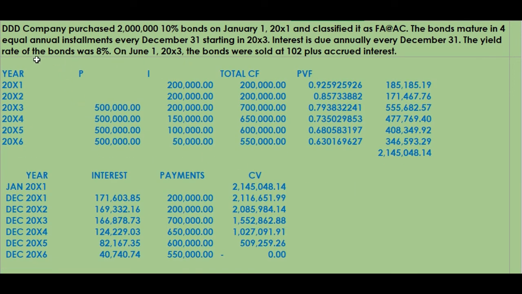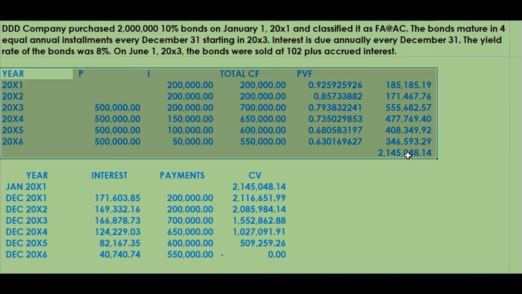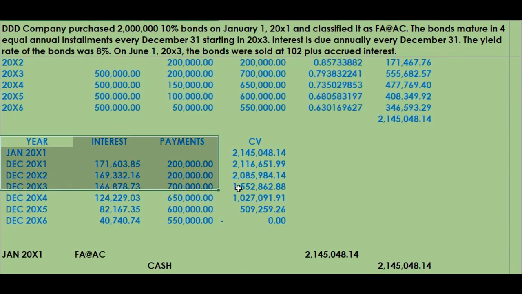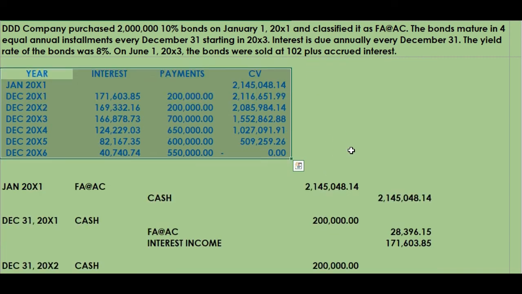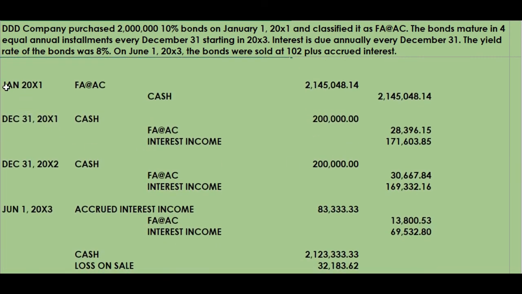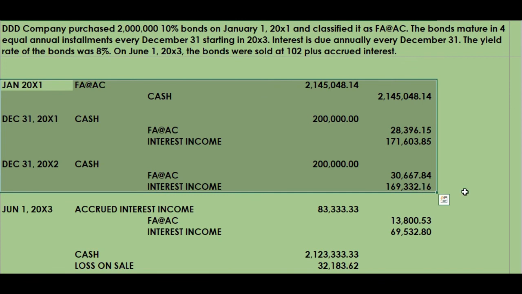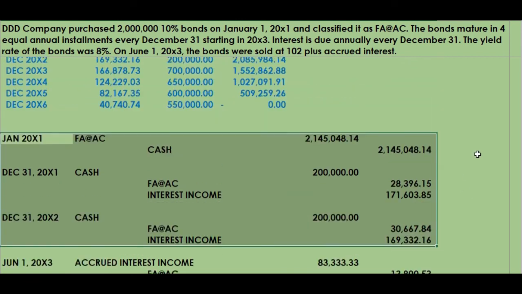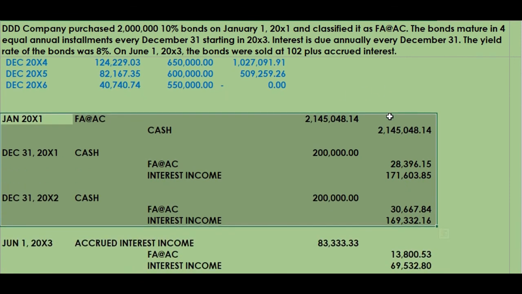So, paano ulit ang gagawin mo? Based on the information given, ang gagawin mo muna ulit is to compute for the present value. Understand muna na kailangan mong alamin kung ano yung total cash flows at saka yung present value factors. The computation here will be the basis of our amortization table. The amortization table will be the basis of your journal entries. So, these are the entries from January to December 20x2. And these are all based on the original amortization table.